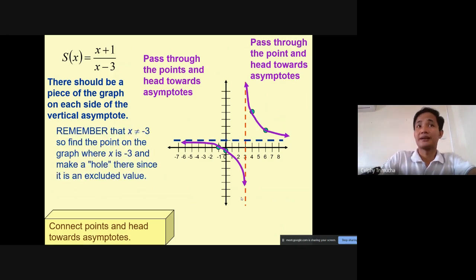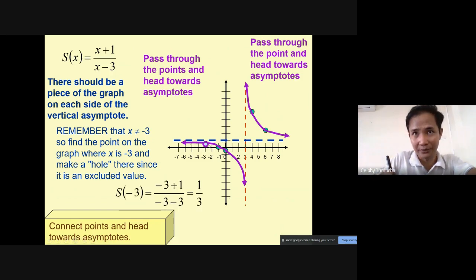Remember, based on our reduction earlier, x should not be equal to negative 3, because it would make our equation equal to 0. So what we do is make a hole in this graph. That means we put a circle at that point on the graph. So that is how we draw a graph when there are holes in a specific function.